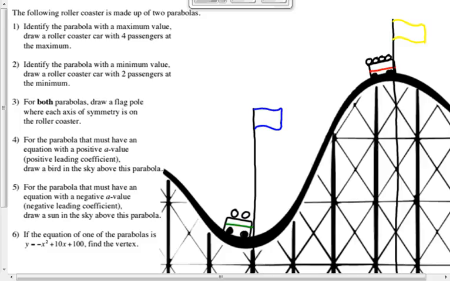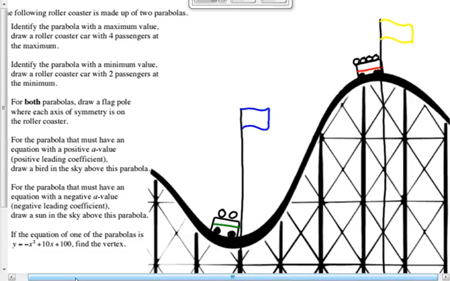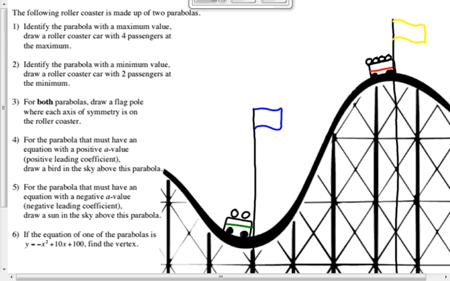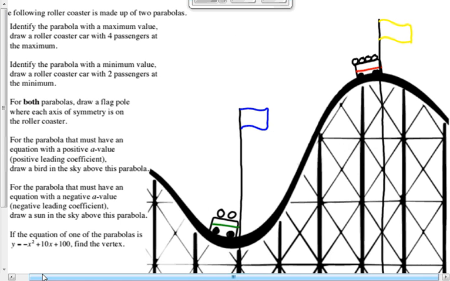Moving on. Now we are going to number 4. For the parabola that must have an equation with a positive a, think back to what a positive a value meant. Positive a values, okay, here's a greater than 0, that's positive a. Look at what this graph looks like. It's an upward facing u, it has a minimum. So back to our page, which one would have a positive a value? It would be the one that has the minimum, the upward facing u. So it's going to be this one on the left.